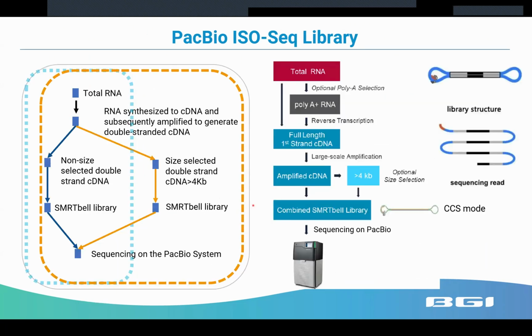Then the PacBio ISO-seq. The ISO-seq is a full-length mRNA sequencing technology, also started with total RNA, full-length cDNA synthesis, and PCR, and loaded on the PacBio sequencer. Actually, there are two types of ISO library. One is the non-size selected library, another is size selected. With a size selection, it can help you to detect the longer ISO forms respectively.